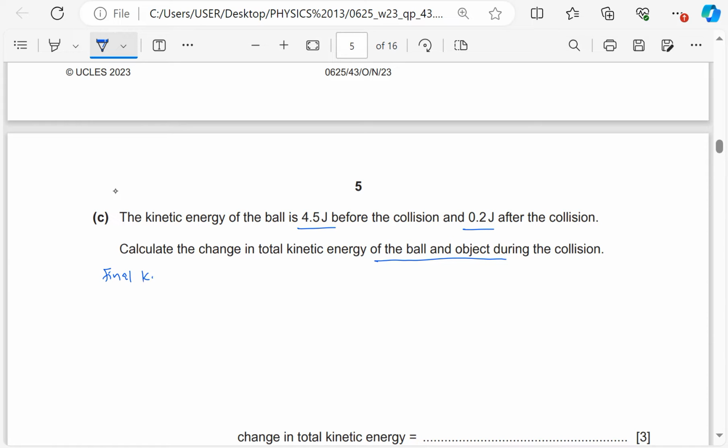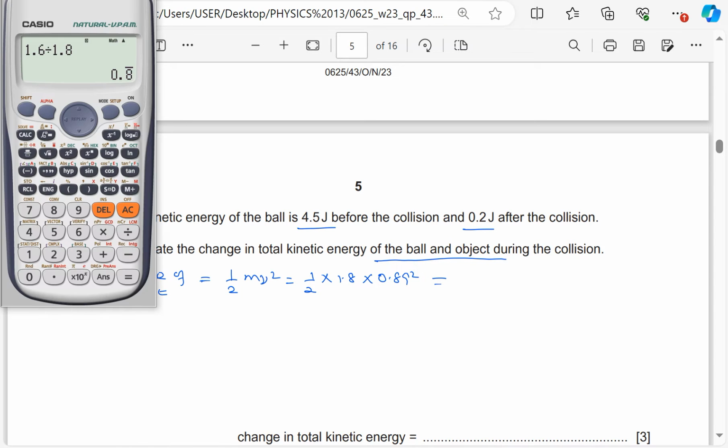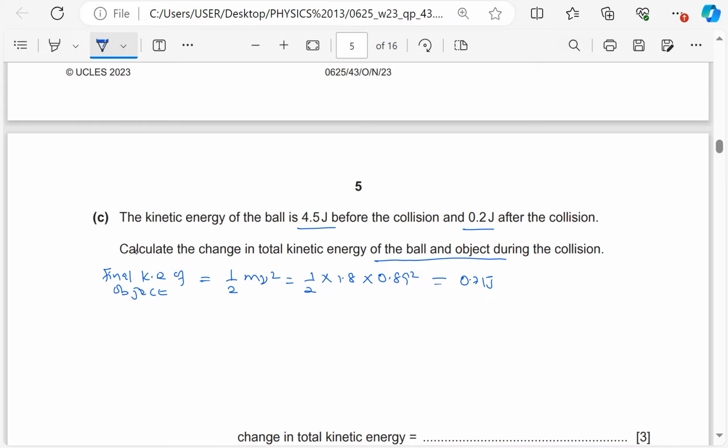So the final kinetic energy of the object is going to be, of course, a half times mass times v squared. Its mass was 1.8. Then the speed we have calculated is 0.89 squared. So 0.5 times 1.8 times 0.89 squared. That is 0.71 joules. That's the final kinetic energy of the object. Remember, its initial was 0.